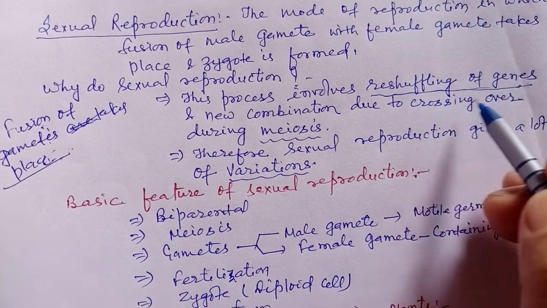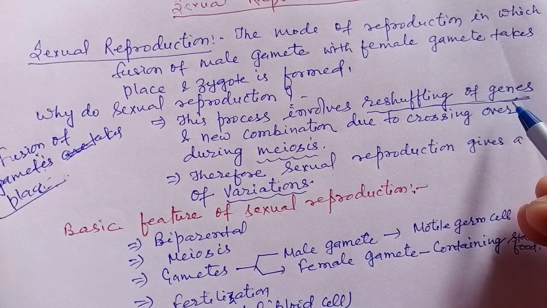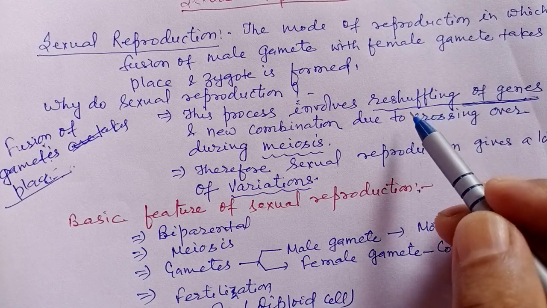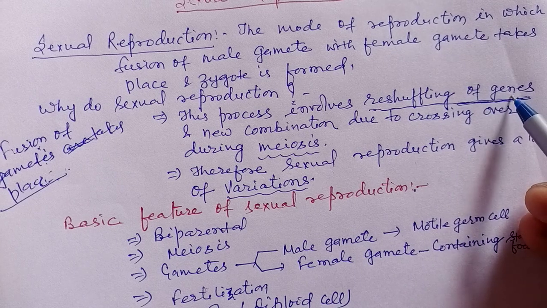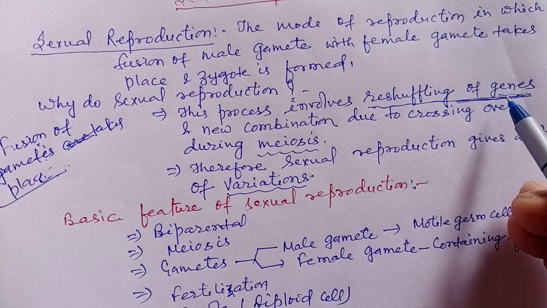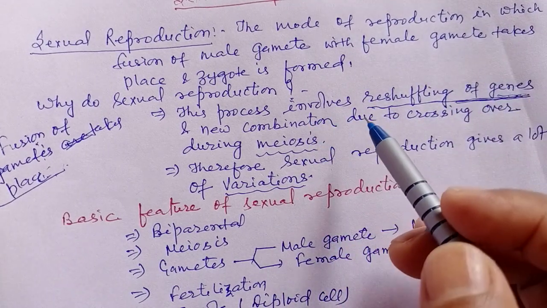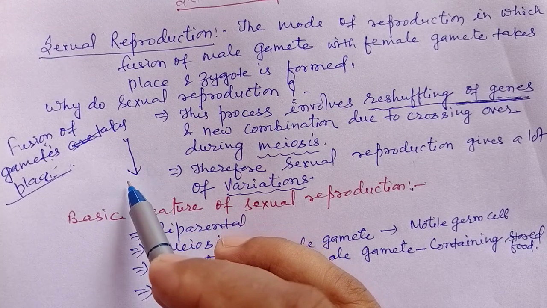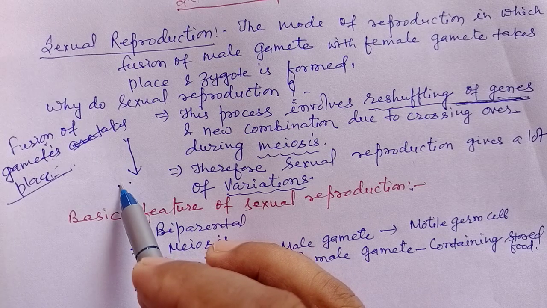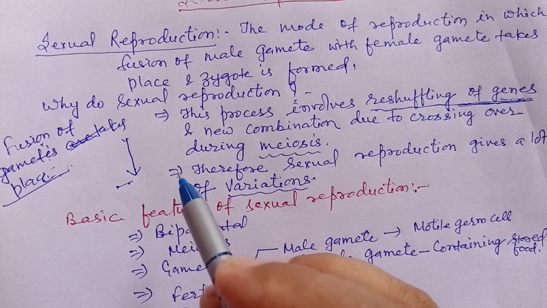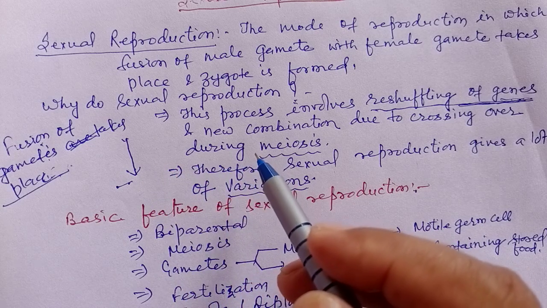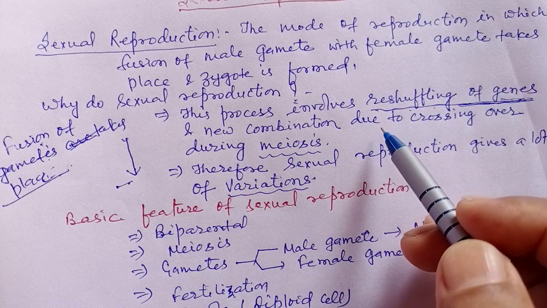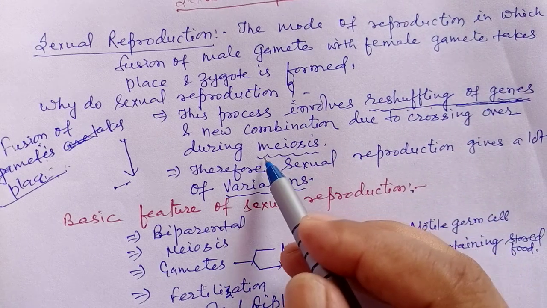Reshuffling of genes means, as you know, chromosomes are the carrier or source of genetic material, and these genes are located on the chromosomes. These genes are responsible for transferring the characteristic features of parents to their offspring. माता पिता का गुण जो बच्चों में आता है. This is why any species reproduces to produce its own kind having the same basic design. The characteristic features may be the same, but there may be slight differences, and these differences are due to reshuffling of genes and new combinations formed during crossing over in the process of meiosis.